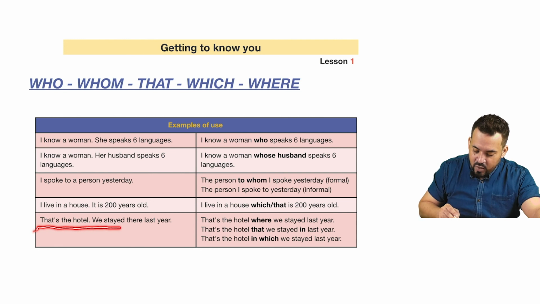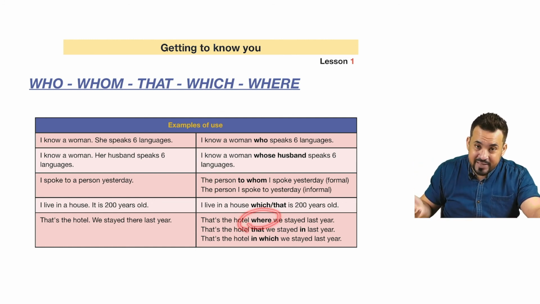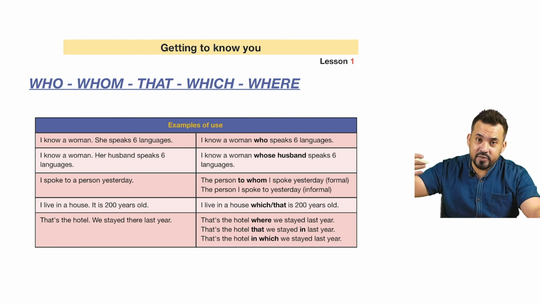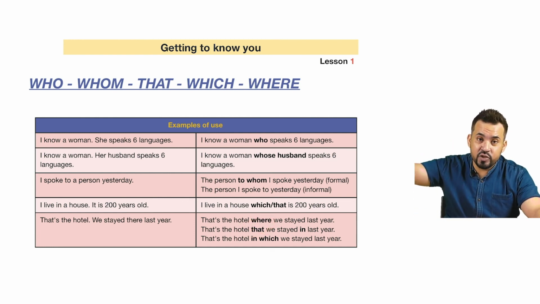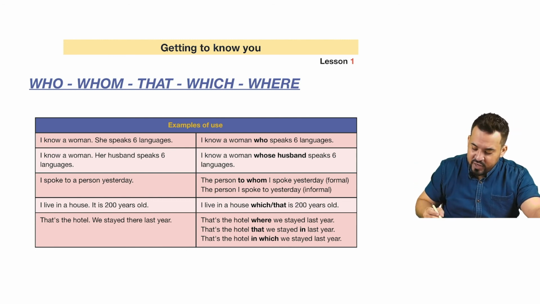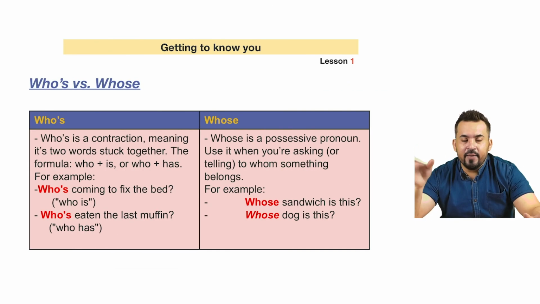That's the hotel, we stayed there last year. We can use where, because it's a place, or we can say the hotel that we stayed in last year, because we can use that to replace which, or we can use which and we will say, that's the hotel in which we stayed last year. All are perfectly acceptable.